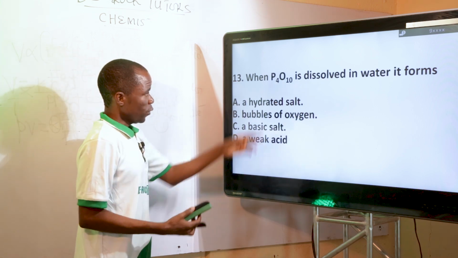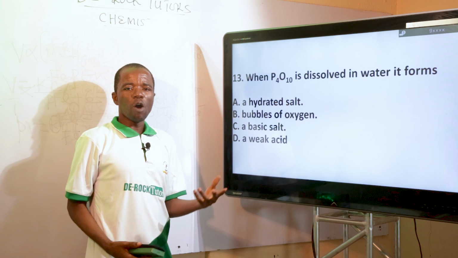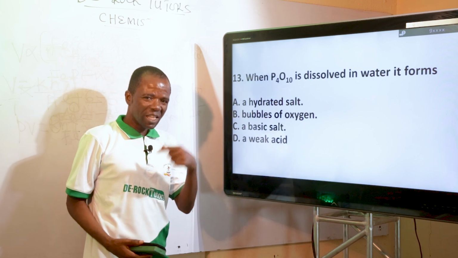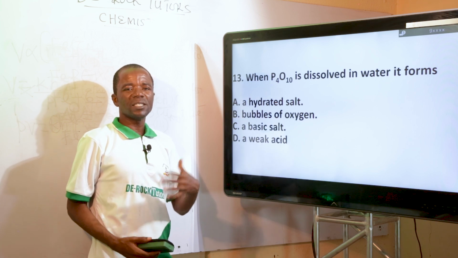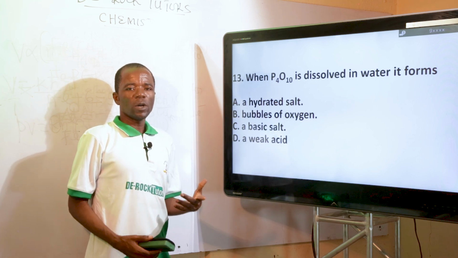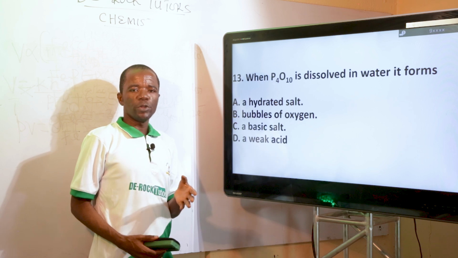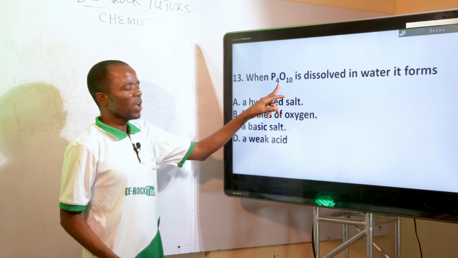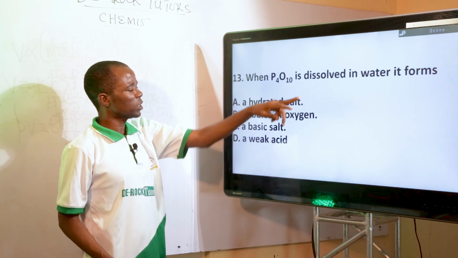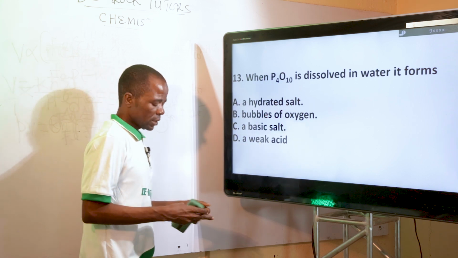Now, phosphorus 5 oxide is an example of an acidic oxide. Even as the name suggests, an acidic oxide is oftentimes referred to as acid anhydride. Why do we call them acid anhydride? Because they can dissolve in water to produce either a weak or a strong acid. And when phosphorus 5 oxide, P4O10, dissolves in water, it's going to form an acid. Let's take a look.